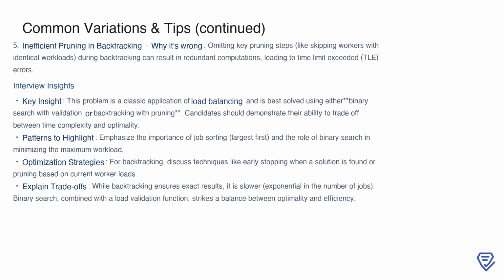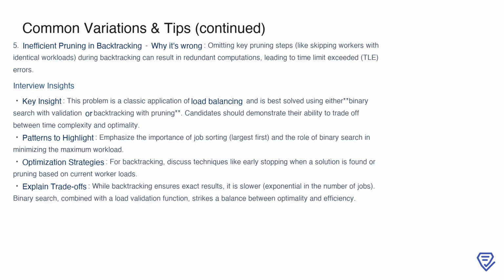Moving on to interview tips, this problem is a classic example of load balancing. The two main approaches are binary search with validation and backtracking with pruning. You'll want to demonstrate your ability to balance time complexity with optimality. It's important to highlight patterns like sorting jobs in descending order and using binary search to minimize the maximum workload. For optimization, consider techniques like early stopping when a valid solution is found or pruning paths based on current worker loads.